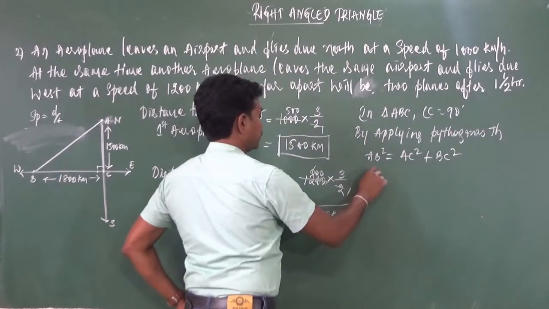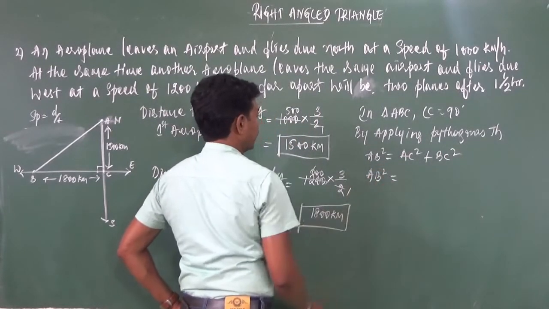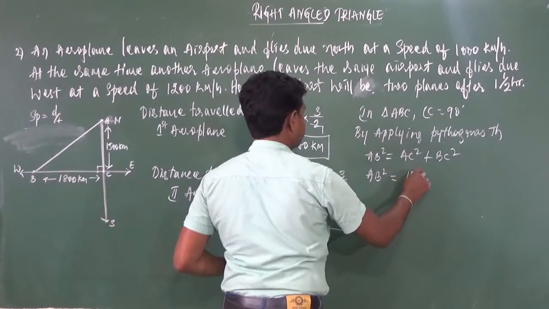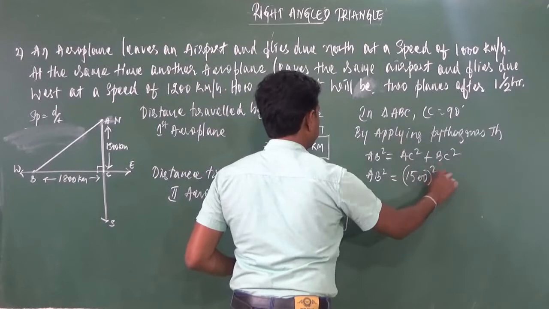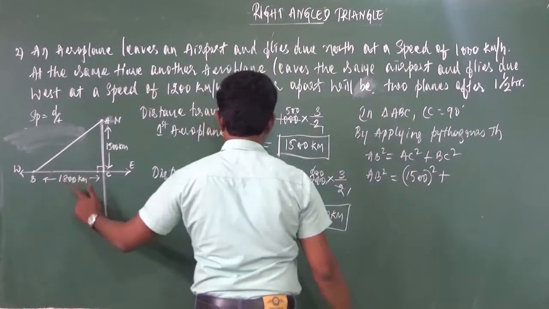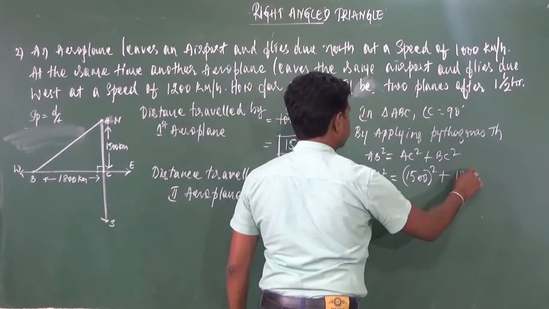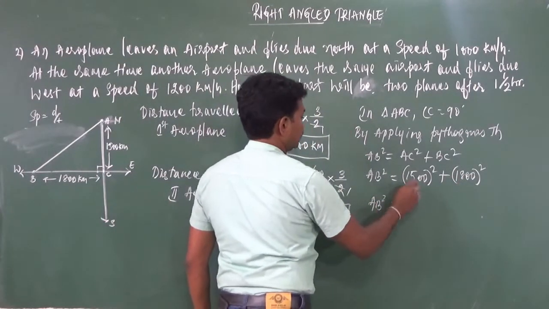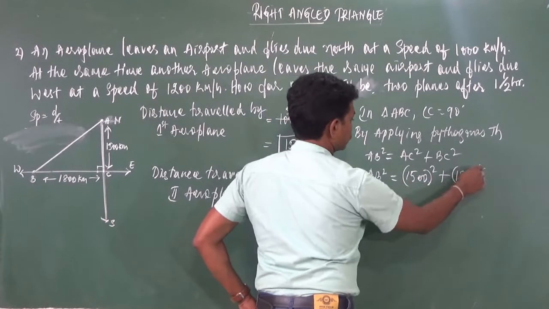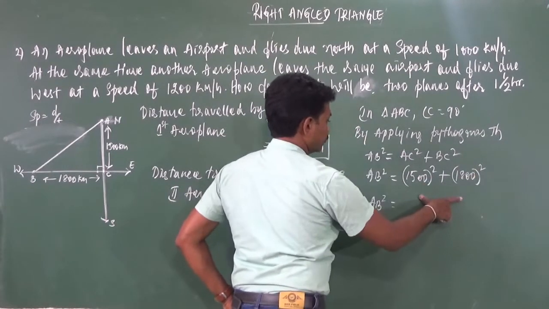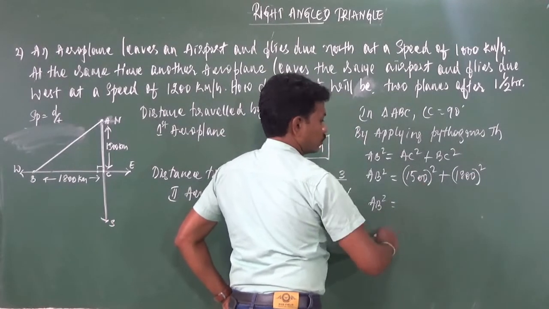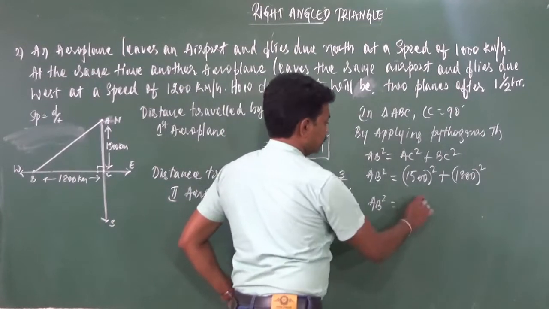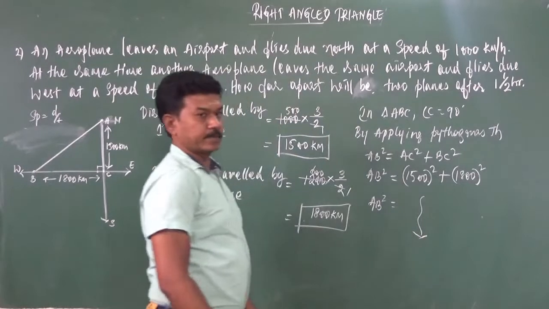So AB square we have to find out is equal to AC, AC is 1500, whole square, plus BC, BC is 1800, whole square, right? So AB square is equal to: find the square of 1500 and the square of 1800, add both of them, take the square root on both sides, and then find out the distance between the two aeroplanes, right? So from here you will have to carry the problem on.